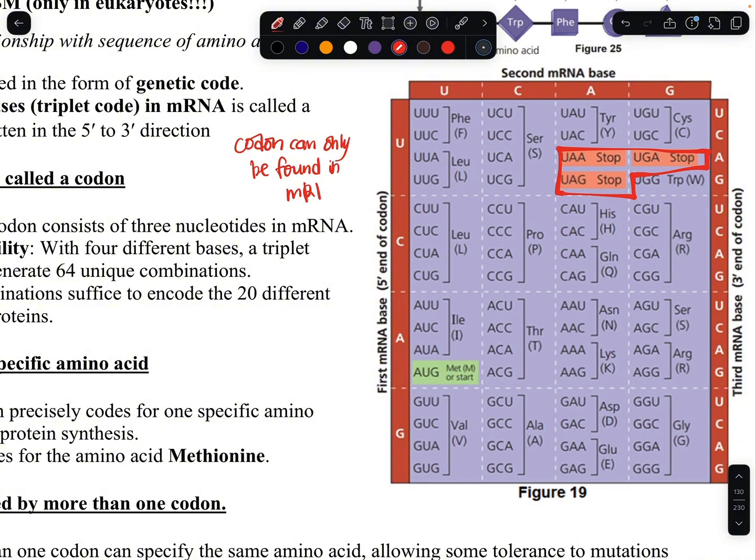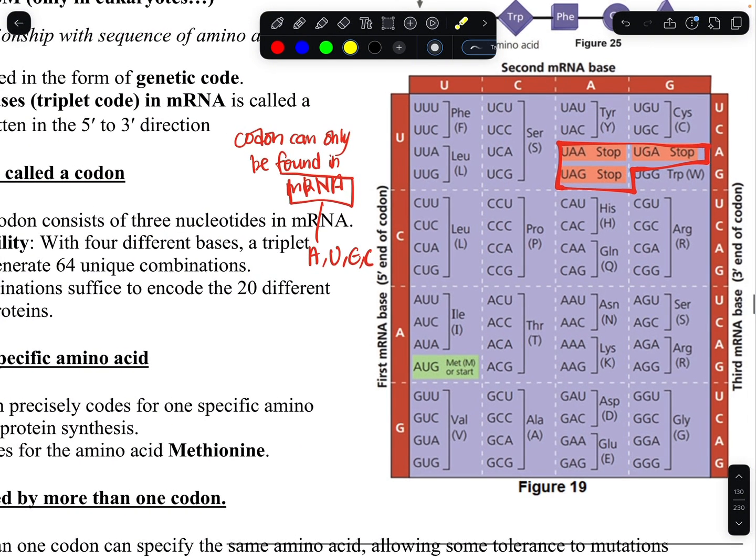Okay, sebab hanya dalam mRNA, ingat bases dalam mRNA A, U, C, G. That's why when you take a look at the codon table, it's not C here, it's U. Because why? It is found on mRNA only.